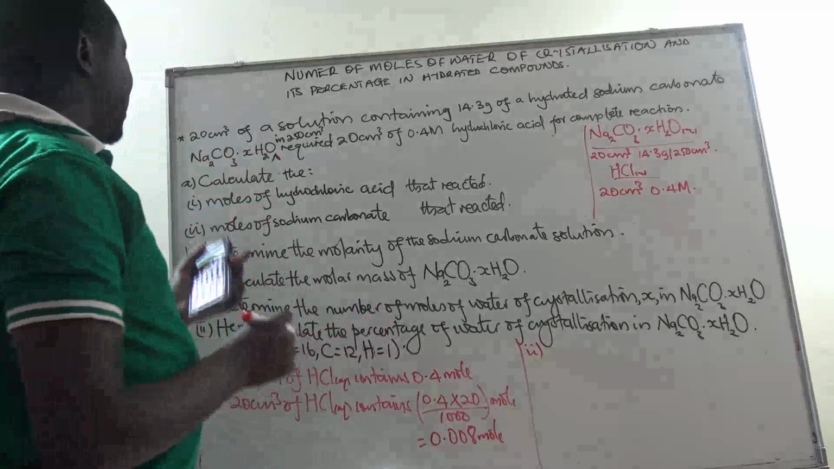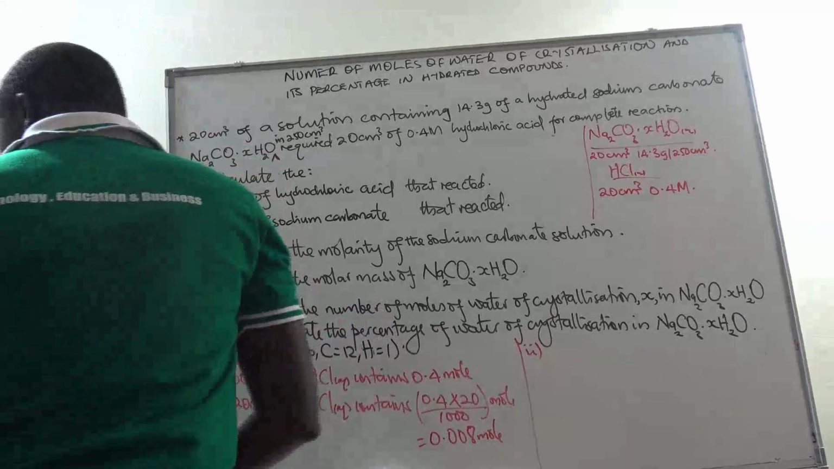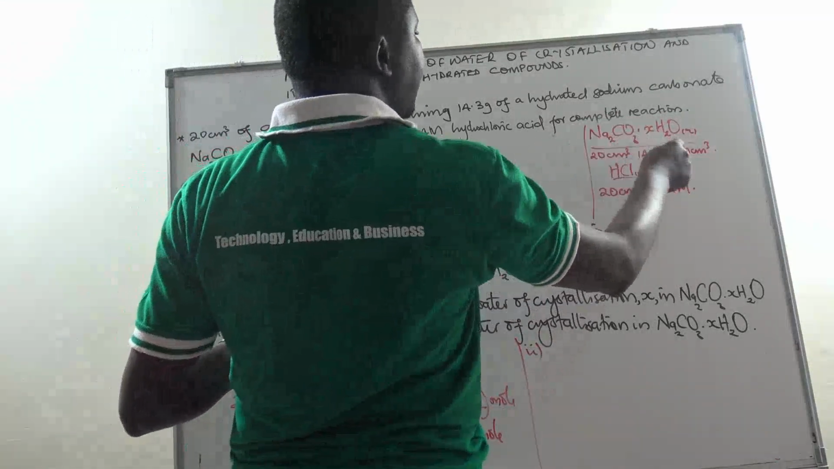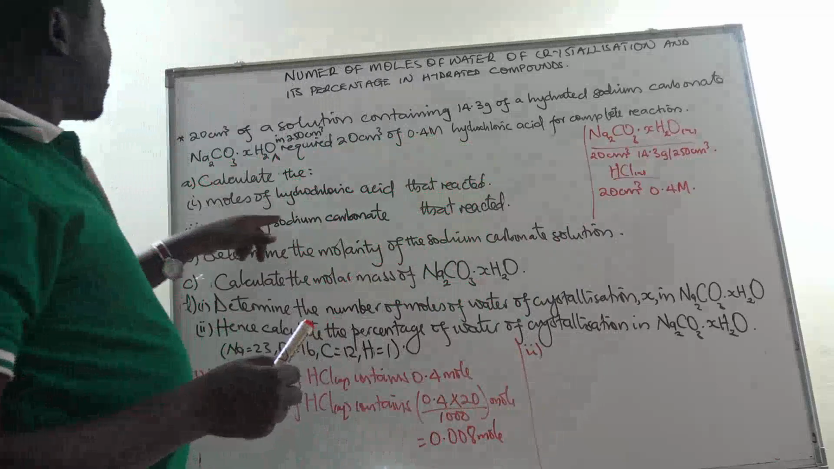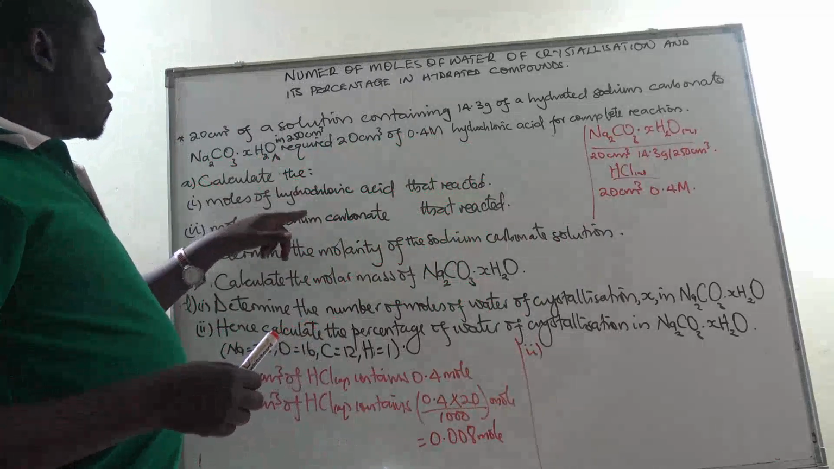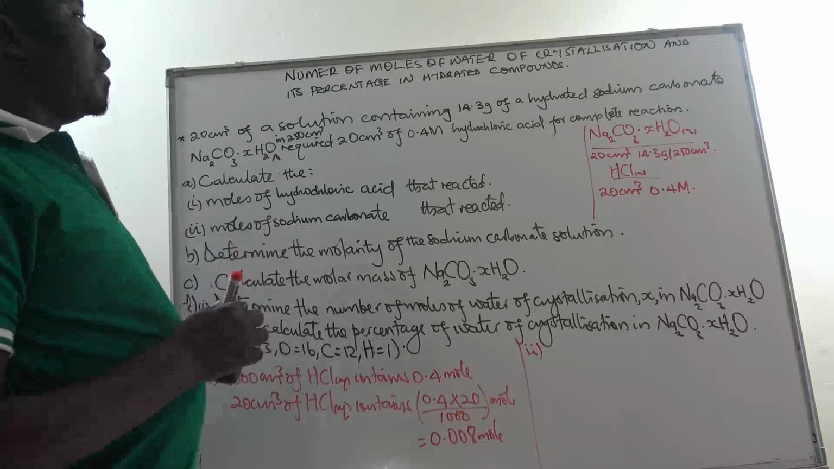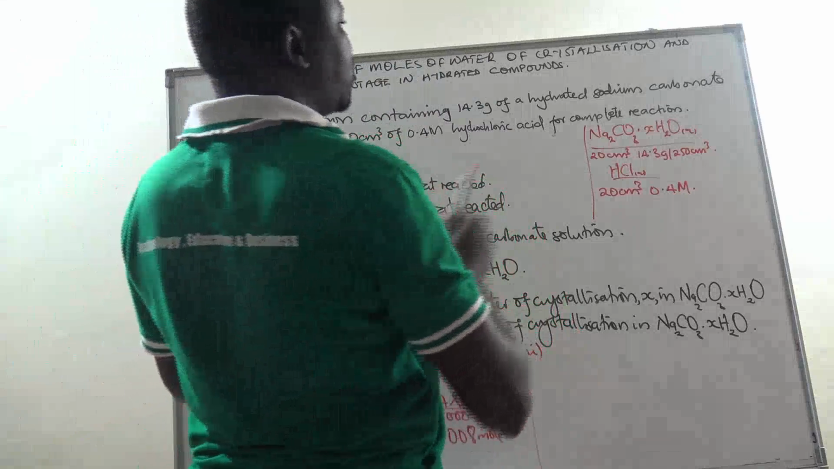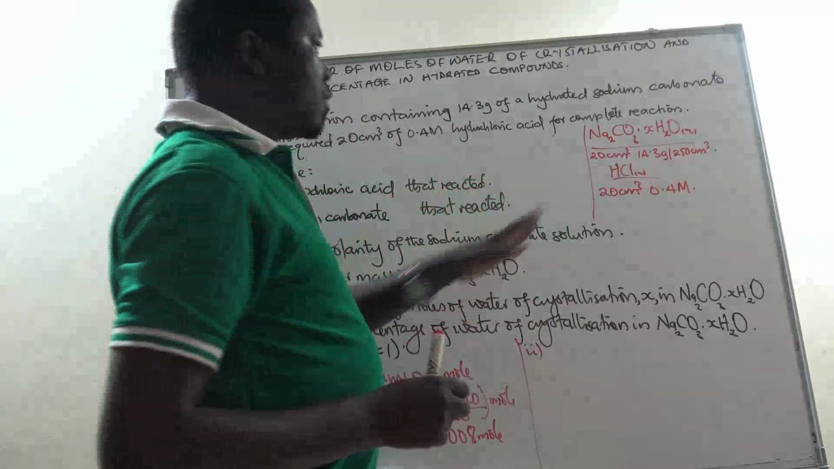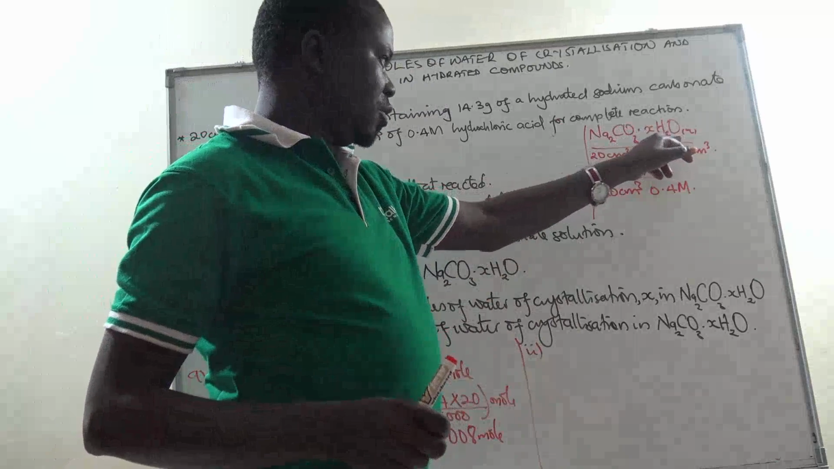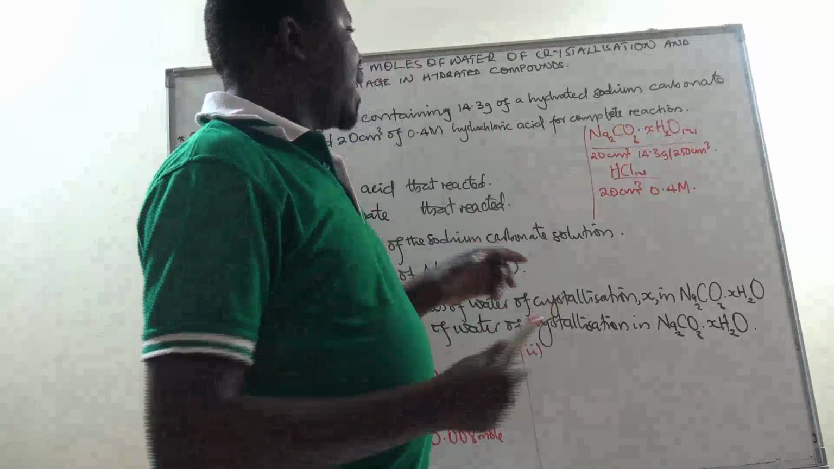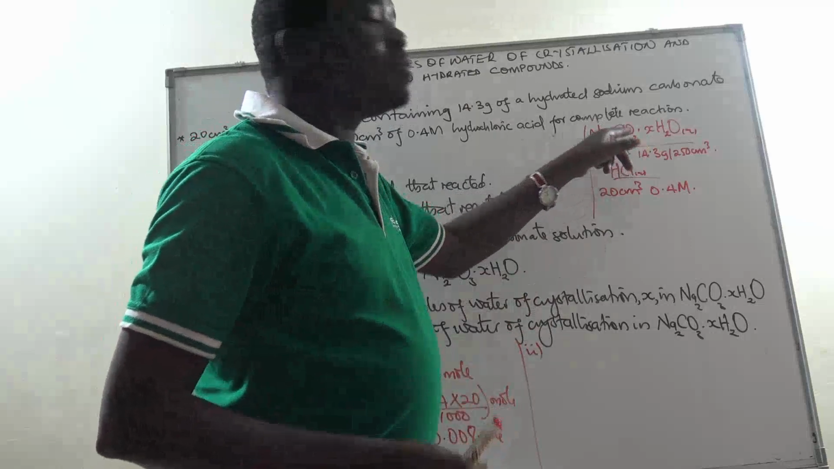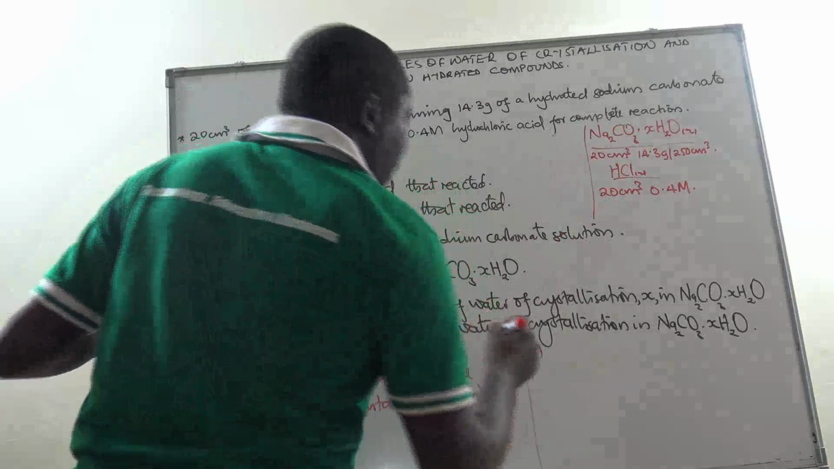Let's go to Roman 2. In Roman 2, they want us to calculate the number of moles of sodium carbonate that reacted. In this case, we don't see the molarity of the sodium carbonate. So what shall we do? We shall write the equation for the reaction between hydrochloric acid and the sodium carbonate, and then we use the mole ratio. So let's write the equation. So we are having hydrated sodium carbonate. Now, in the reaction, we shall not include the water of crystallization because it will not take part in the reaction since it is already a solution. It will be the sodium carbonate that will take part in the reaction with the hydrochloric acid.